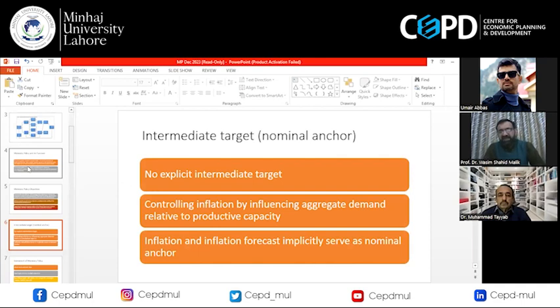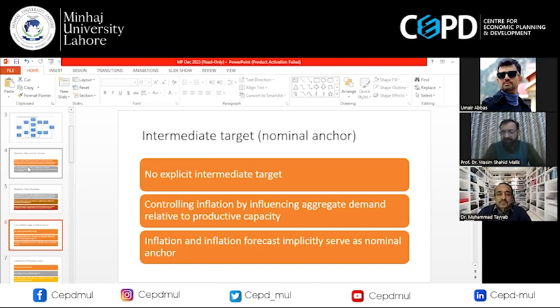As far as the intermediate target of State Bank of Pakistan is concerned, there is no explicit intermediate target. As I initially introduced in the monetary policy framework, after goals there is an intermediate target. But in case of Pakistan, there is no explicit intermediate target. And most of the statements on these slides I have taken from the website of State Bank of Pakistan.